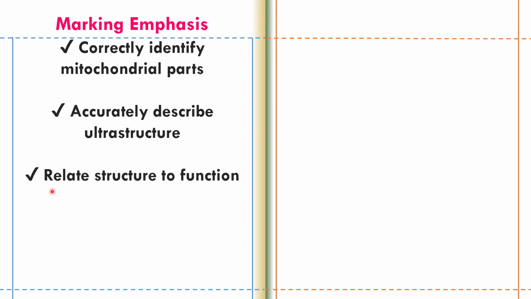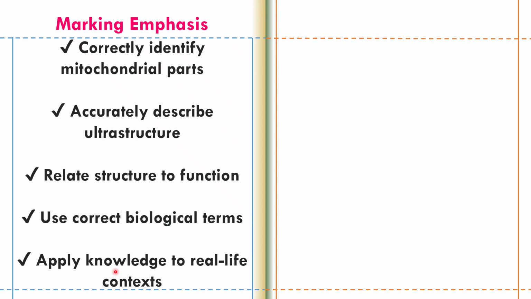Marking emphasis: correctly identify mitochondrial parts. Accurately describe ultrastructure. Relate structure to function. Use correct biological terms. Apply knowledge to real-life context.